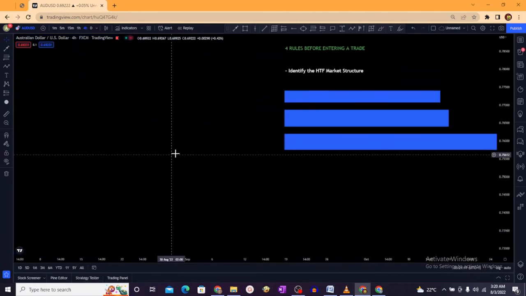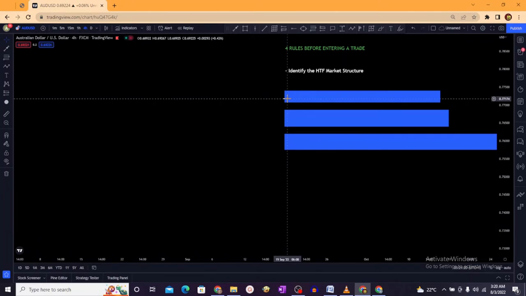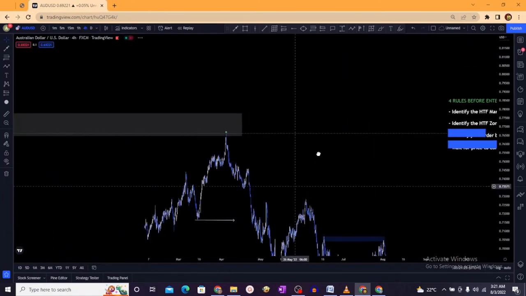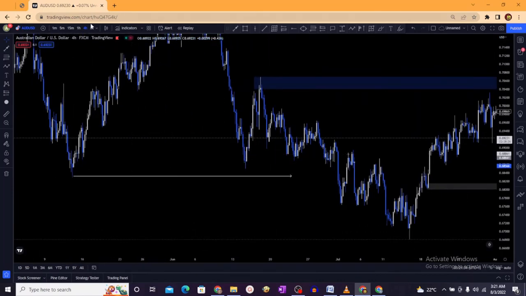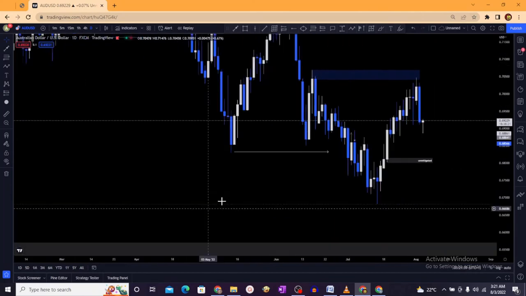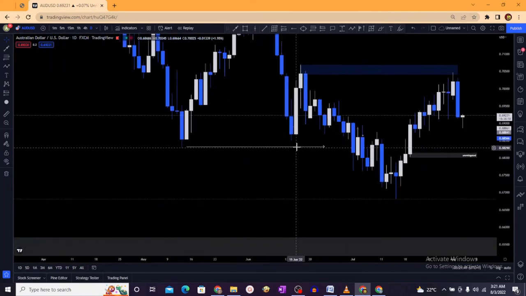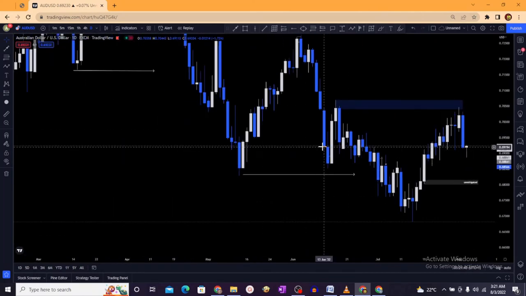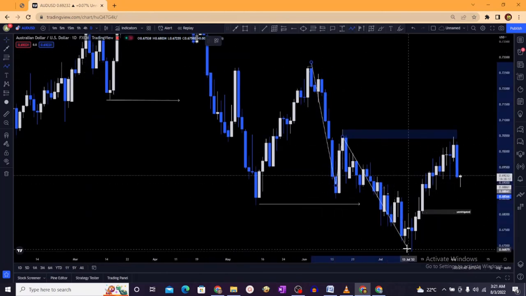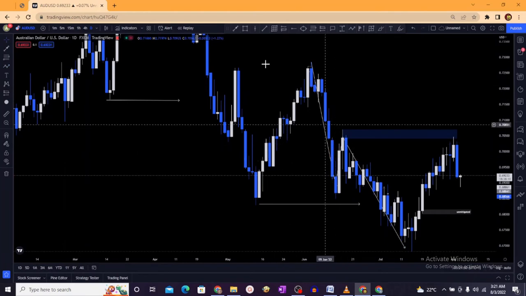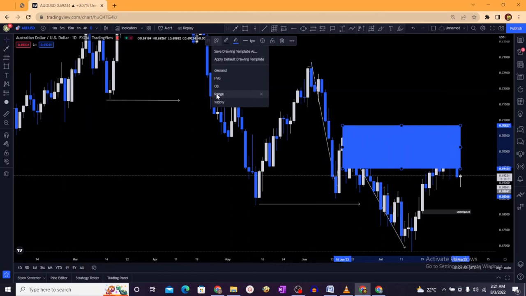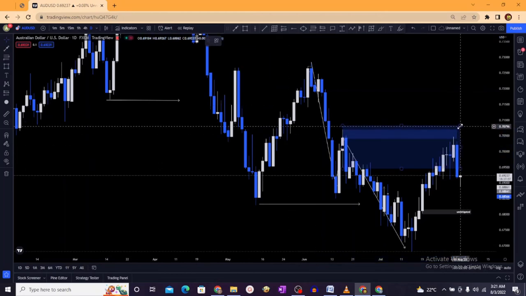So the other rule is what? Identify the higher time frame zone. After we've identified structure, let's go over to the daily. We have a break of structure here. So this is my drop, base, drop here. So this whole zone is my what? My supply zone. This is my supply zone now.